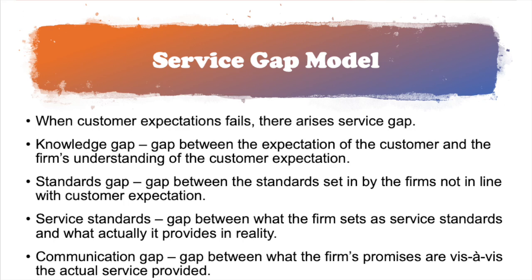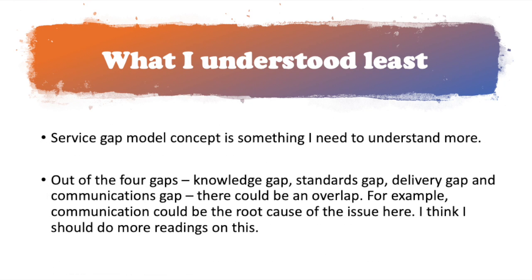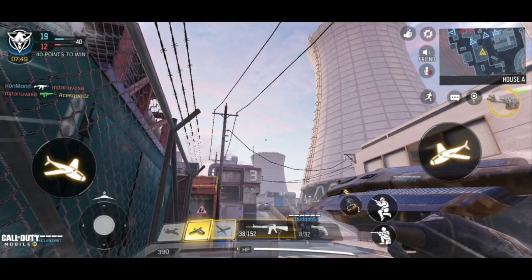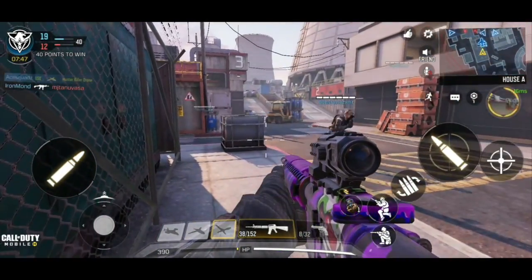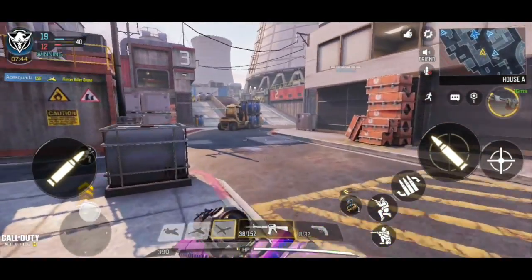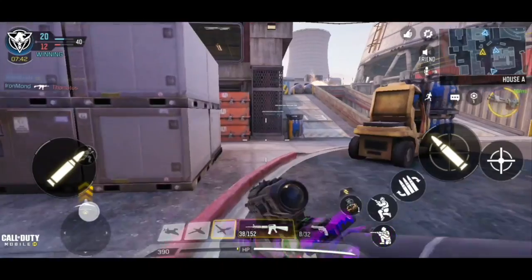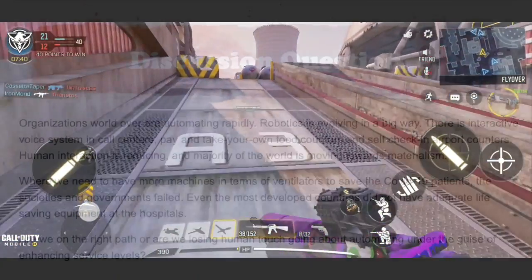Service gap model. It consists of knowledge gap, standards gap, delivery gap, and communications gap. And I believe that there is a high amount of overlapping between these four concepts. For example, communication could be the root cause of the issue here. I will definitely have to do more readings to comprehend this.